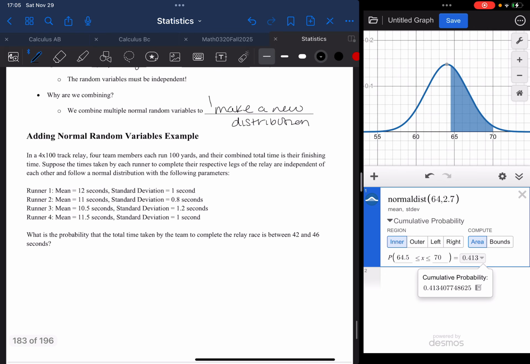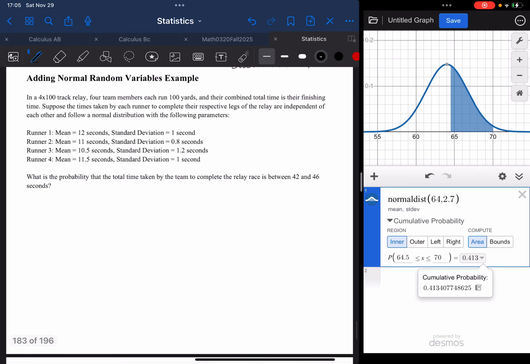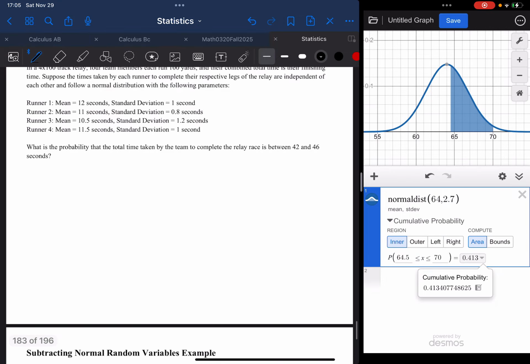So let's look at an example. It says in a 4x100 track relay, 4 team members each run 100 yards, and their combined total time is their finishing time. Suppose the times taken by each runner to complete their respective legs of the relay are independent of each other and follow a normal distribution with the following parameters. So for each runner, it gives us the mean and standard deviation.